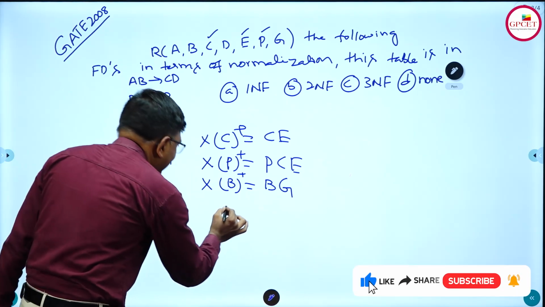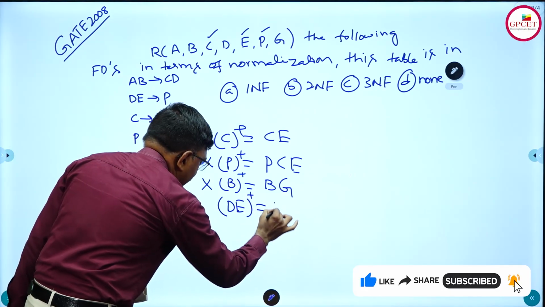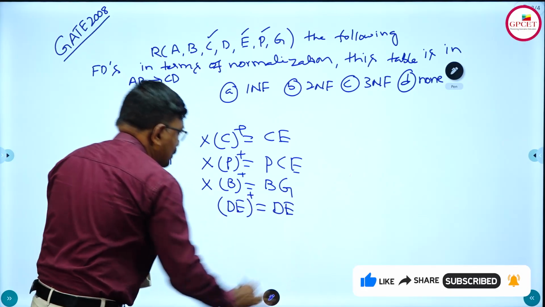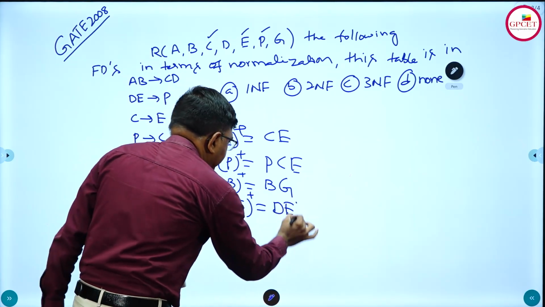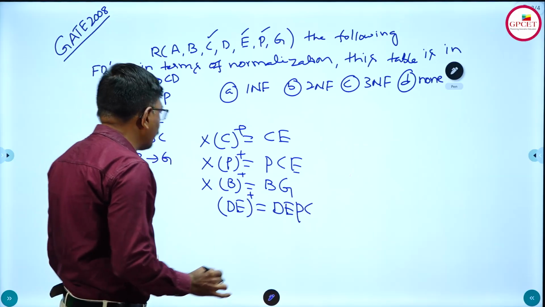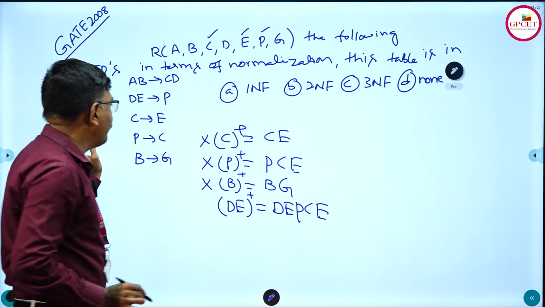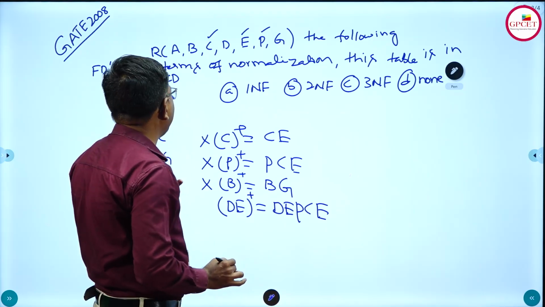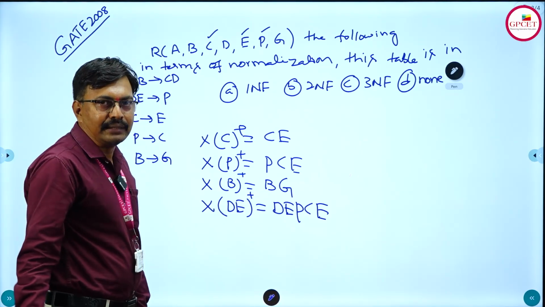And then the next one, DE closure. Right? DE, based on the reflexive property. And DE derives what? That is P. And what does P derive? C. And then C derives what? E. Okay, there is no combination. Next we miss B and A. That's why D and E are not a candidate key.